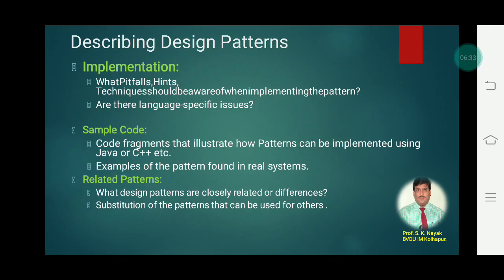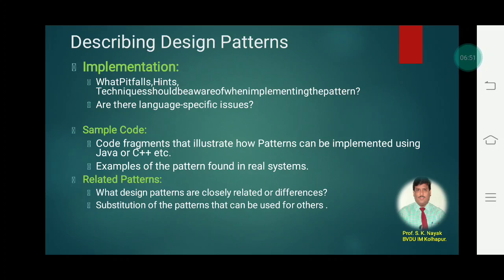Then later on we'll have sample code. These are code fragments, that is, small parts of code that illustrate how patterns can be implemented using different types of languages, like object-oriented languages such as C++ and Java.